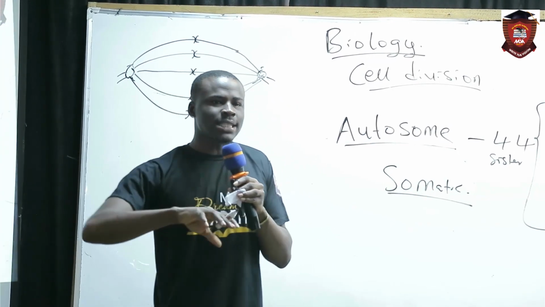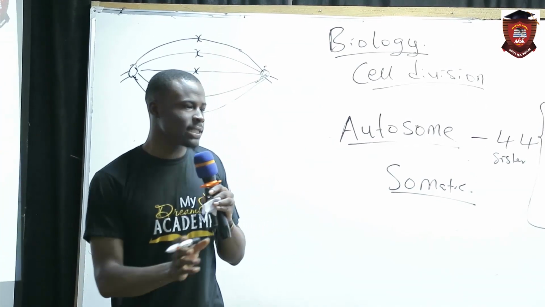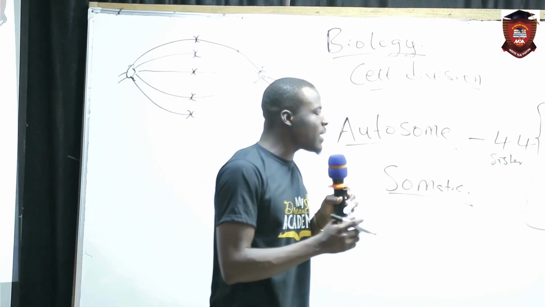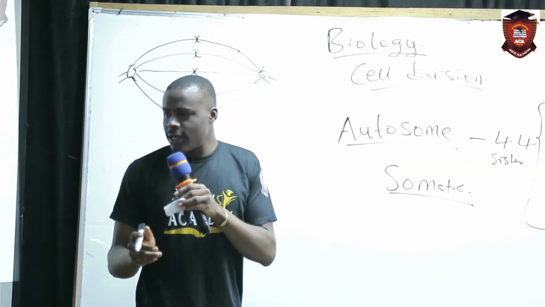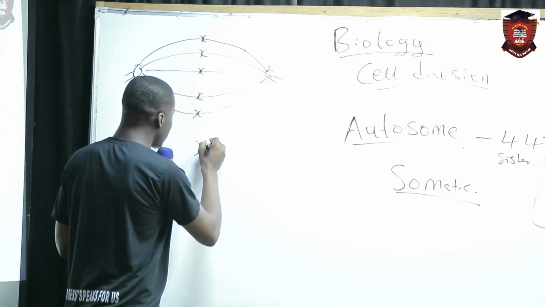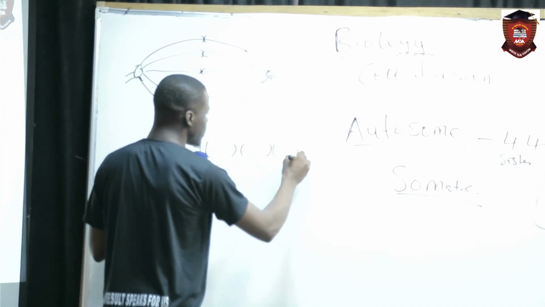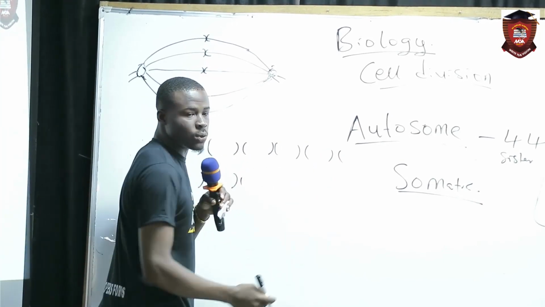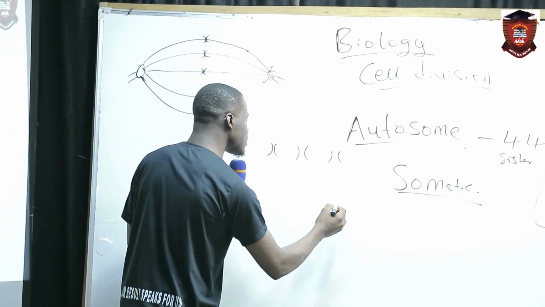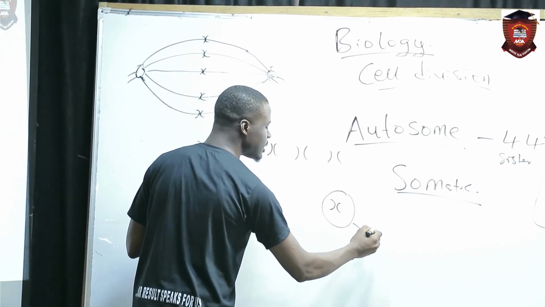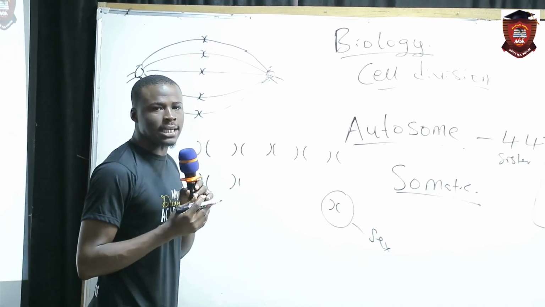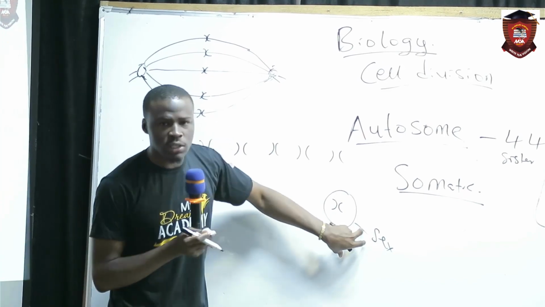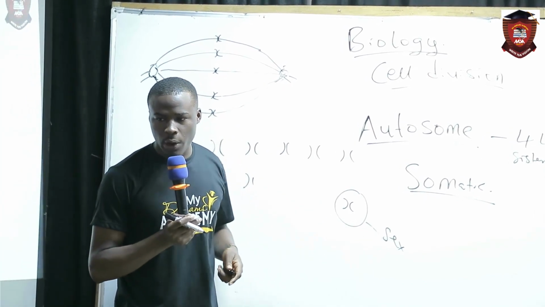Now, some diseases can affect the sex chromosomes, and they can still affect the autosomes. You understand? So the autosomes, that means they're affecting the body cell. In our textbook, you see something like this. That's 23 pairs of chromosomes, and they will say that the last one is the sex chromosome. So anything that happens to this part is happening to the autosomes, and anything that happens to this part is happening to the sex chromosomes. Are we following?